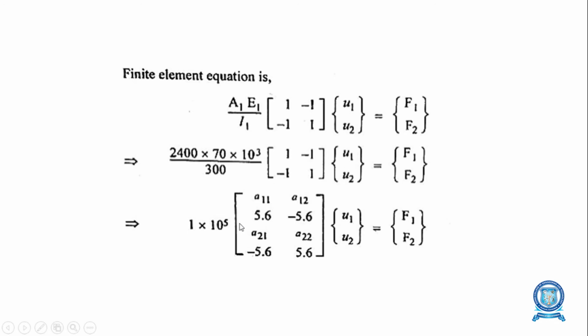So we are substituting the 5.6 inside the matrix. Now 1 into 10 to the power 5 times the matrix of 5.6, -5.6, -5.6, 5.6, times U1, U2, is equal to the vector of F1, F2. We found the first element equation in this problem.